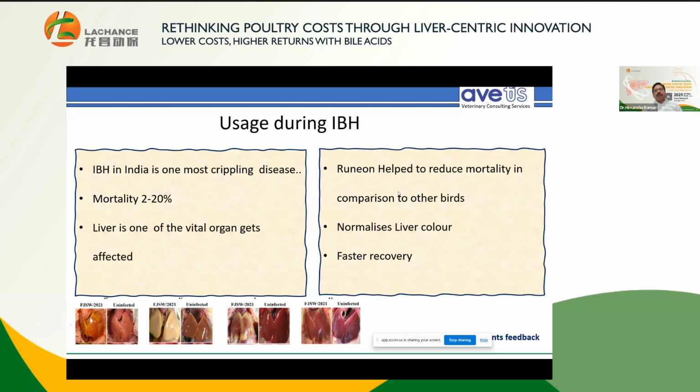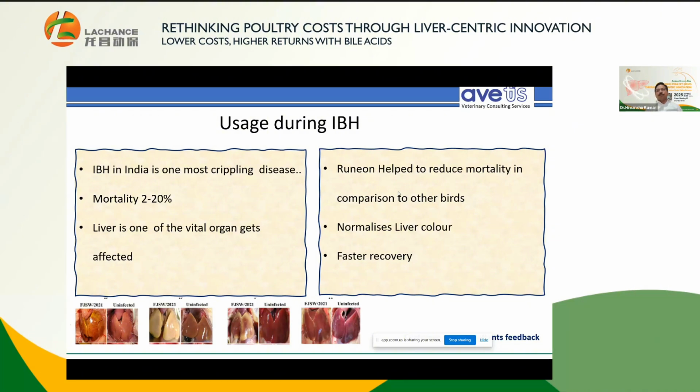And in IBH, the liver gets affected. Obviously, this Runion or the bile acid is not going to protect against IBH or adenovirus, because no medicament is very effective against the virus. But the organ which is most affected is the liver. If the liver and kidney are taken care of, the impact of the IBH used to be less. This we have seen with a few of the big integrators. Initially we did not promote this.